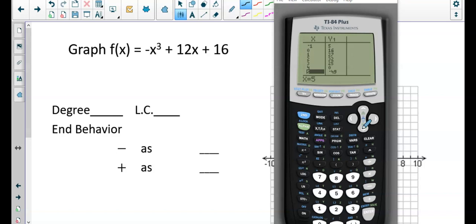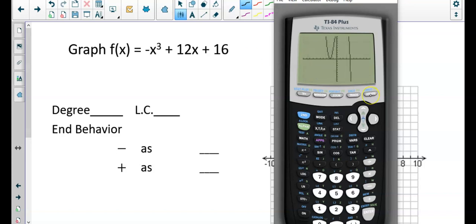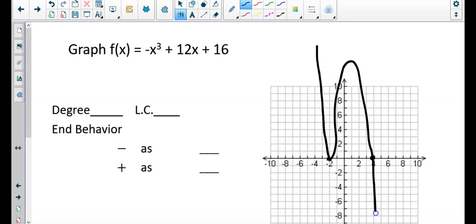And 4. -2 and 4. And again, if we look at that, we already have a general idea what it looks like. It comes down like this, goes up over here, goes down like so. So we already know what the graph looks like. The degree is obviously cubic.